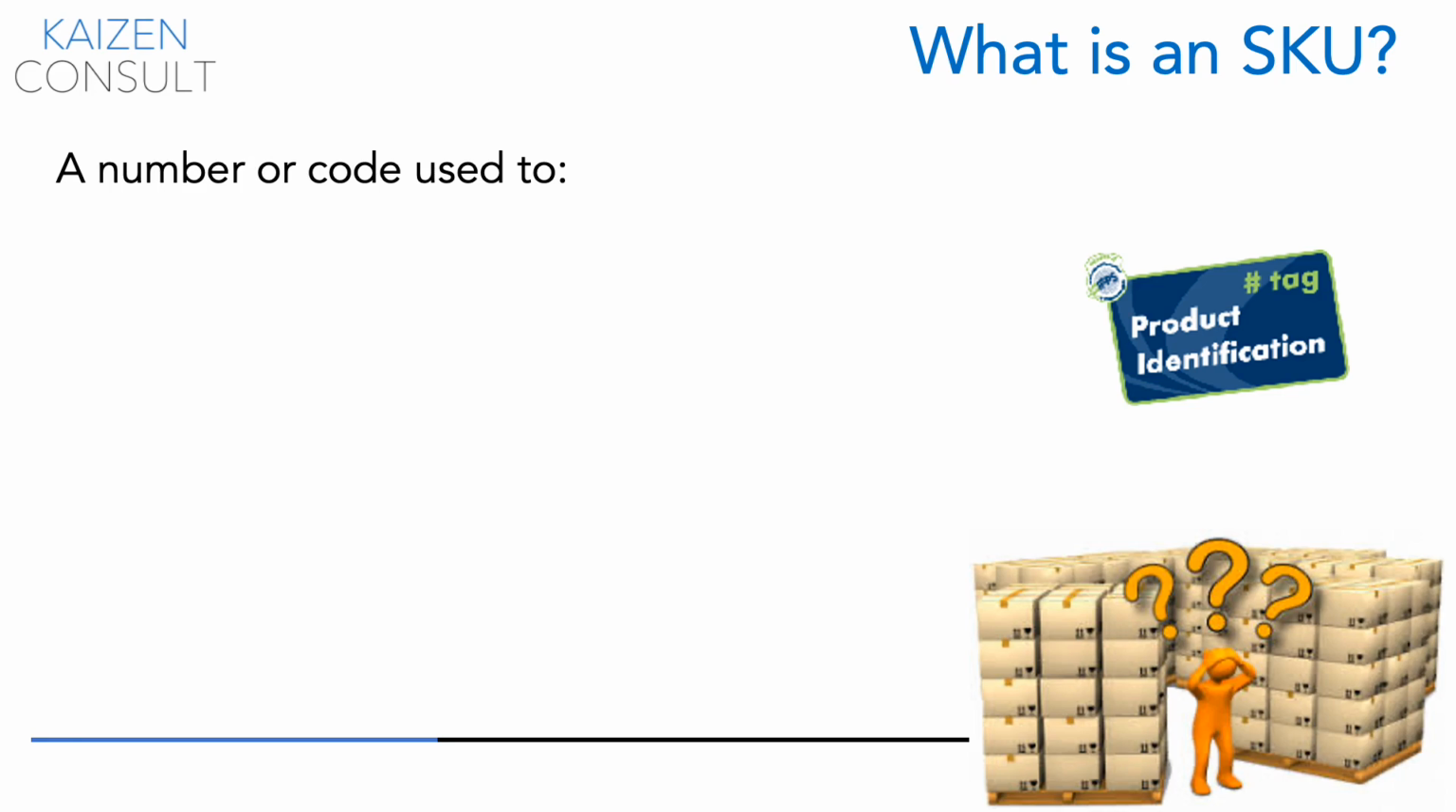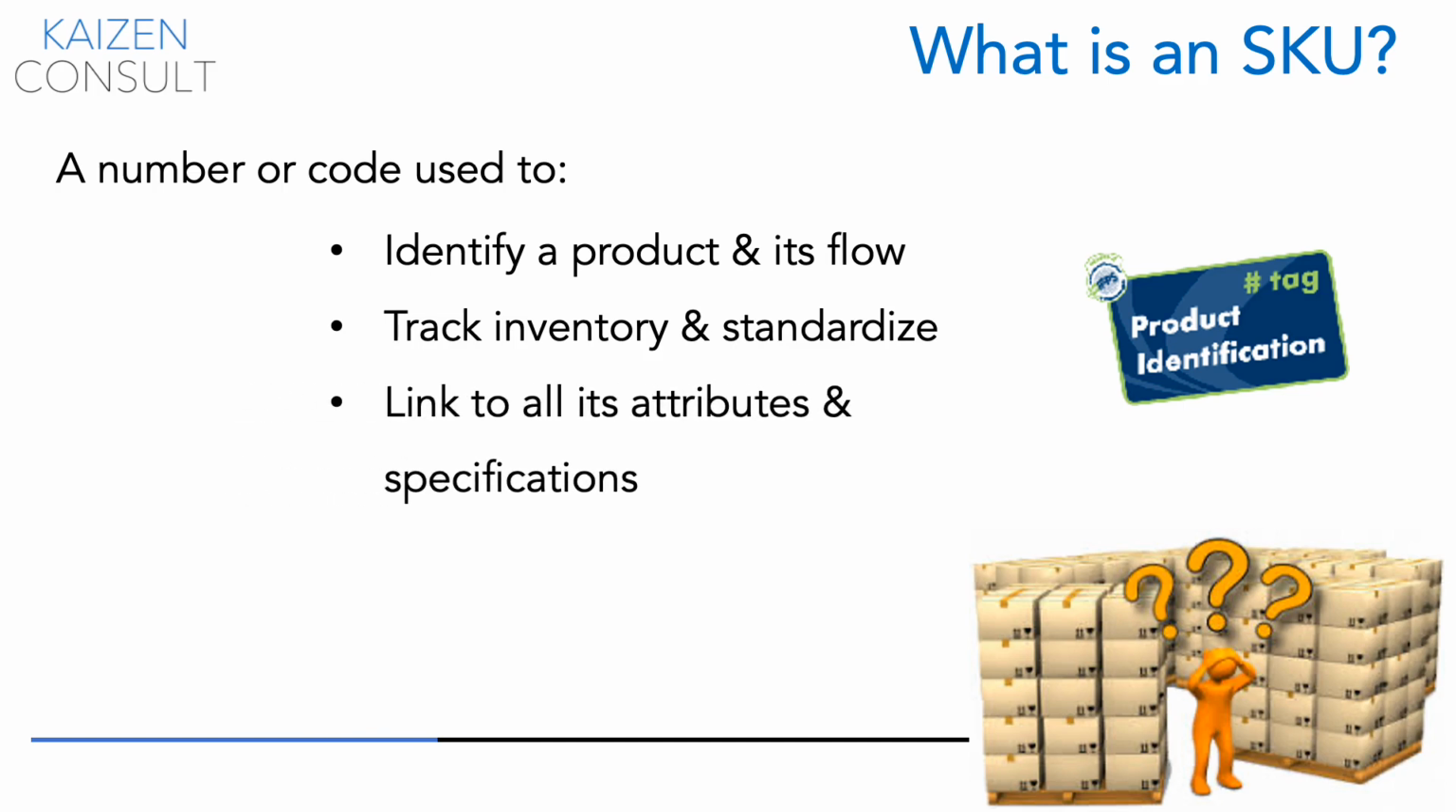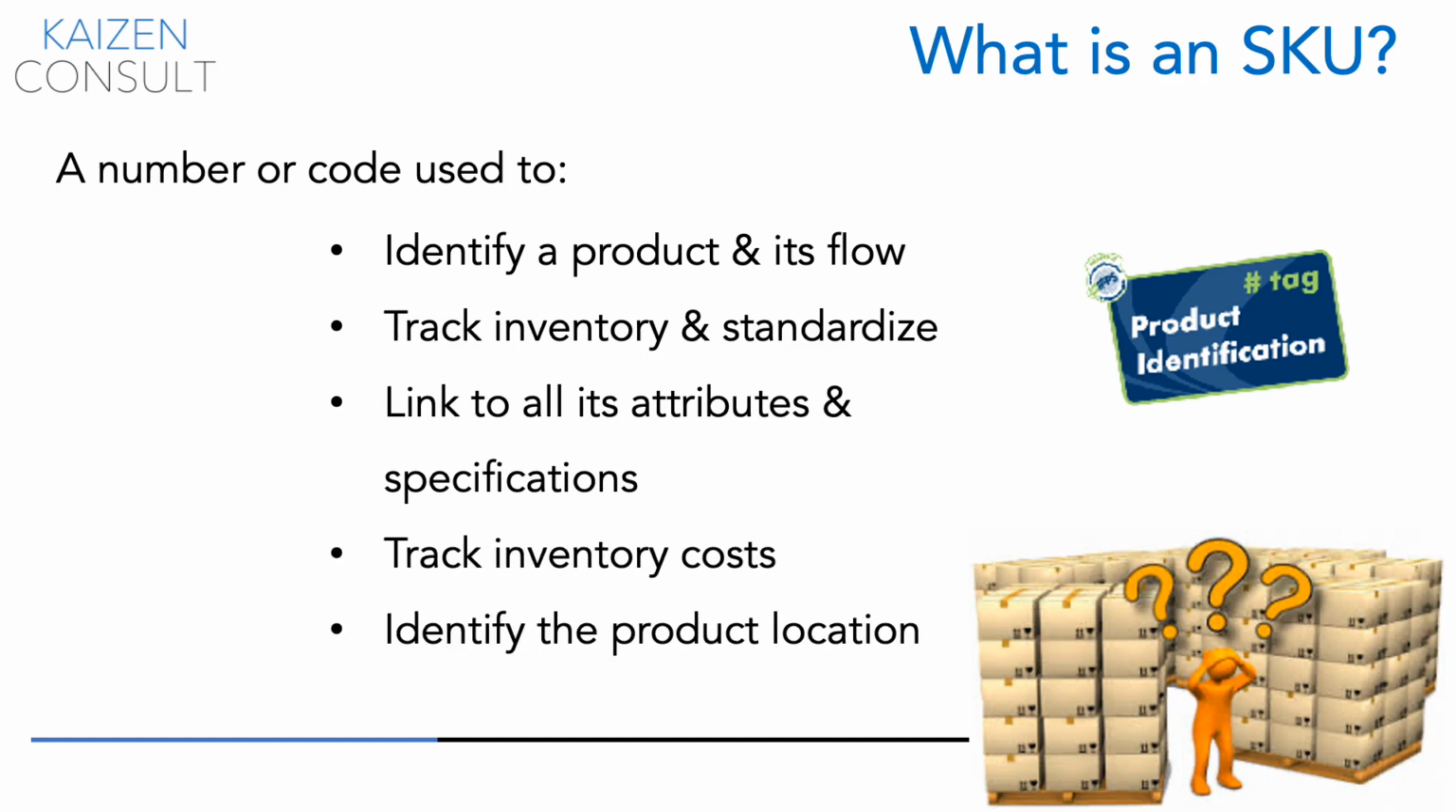So what is an SKU? This code is generally used to identify a product and its flow, to track the inventory and standardize, to link all its attributes and specifications, to track inventory costs, to identify the product location, among other data. The creation of this code is entirely up to you, your industry, and the type of information you want it to provide.